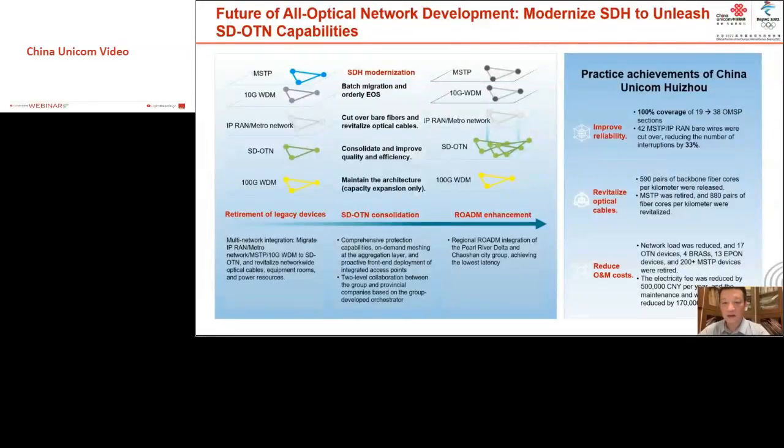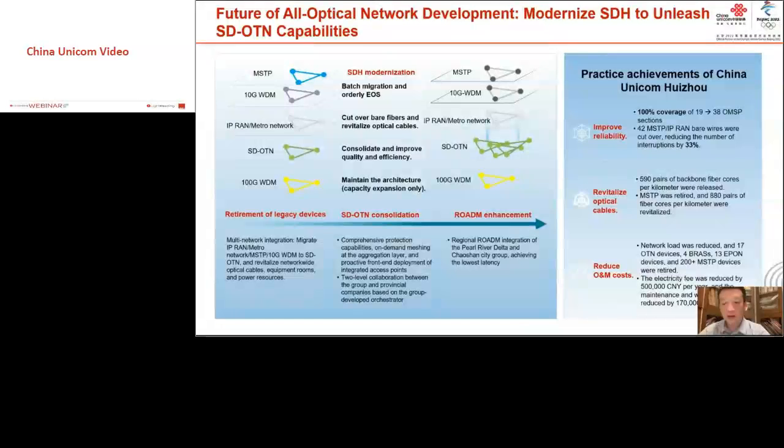In the future, we have the following considerations for the development of our optical networks. First, we will continue to refine the basic network, fully release the basic network capability of the SD-OTN, and realize SDH modernization. Integrate multiple networks to remove the old devices from the network, cut over SDH services to the SD-OTN network, and exit the network in an orderly manner to fully utilize network-wide resources, such as optical cable, office buildings, and power equipment.